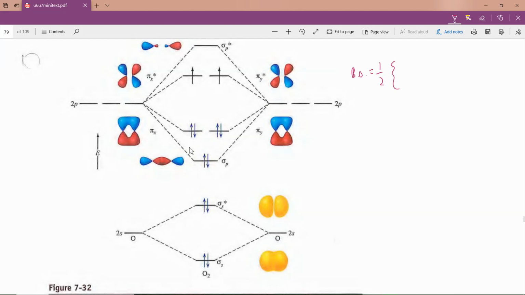So it's 2, 4, 6, 8, and the anti-bonding ones are 2, 3, 4. Remember, that's up to 12. So the value is 2, and often the bond order matches whether it's a single, double, or triple bond. So oxygen is a double bond, and we see that the bond order is 2.